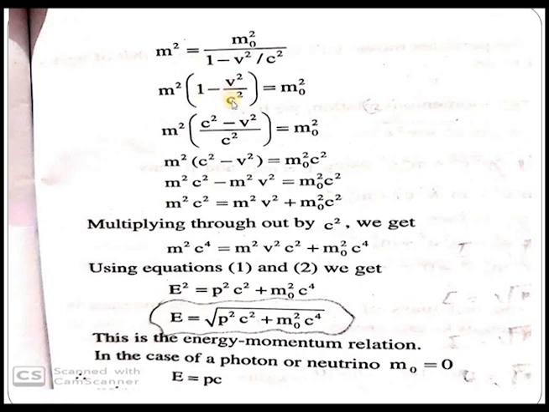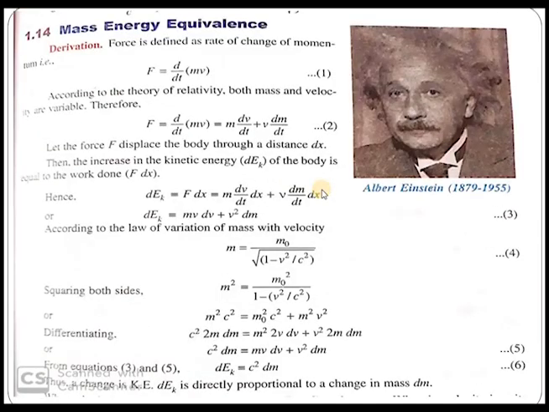Taking the LCM, that is c square minus v square divided by c square. That is, m square into c square minus v square divided by c square is equal to m0 square. Or I can write m square into c square minus v square is equal to m0 square into c square. On modifying, m square c square minus m square v square is equal to m0 square c square. The same thing is happening here also: m square c square is equal to m0 square c square plus m square v square.